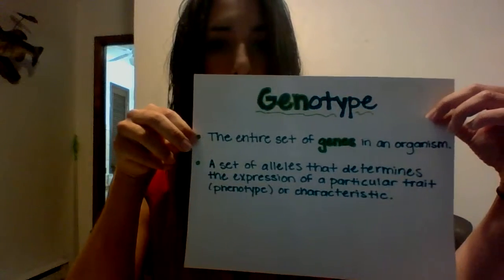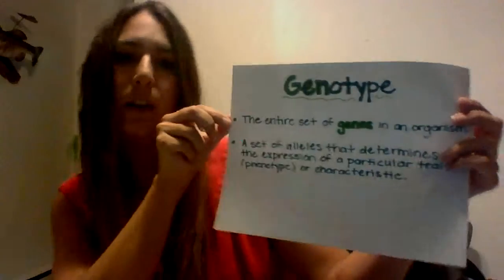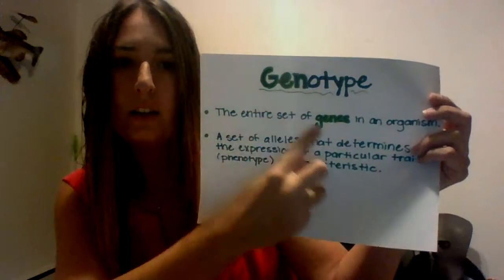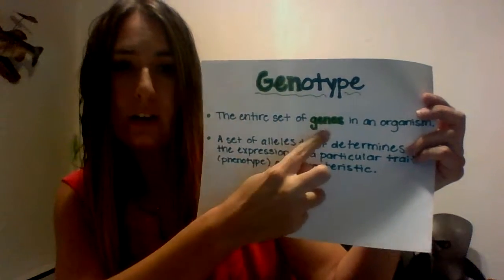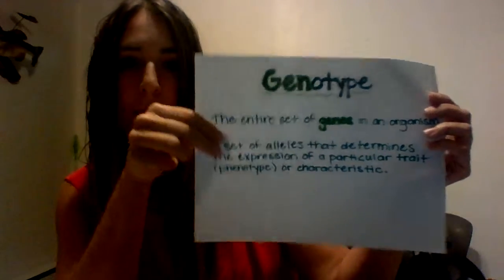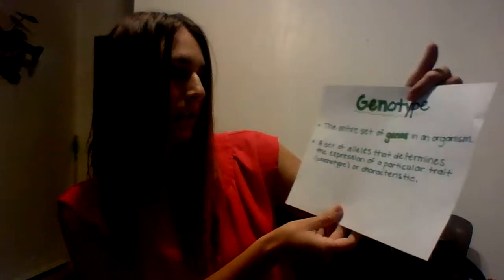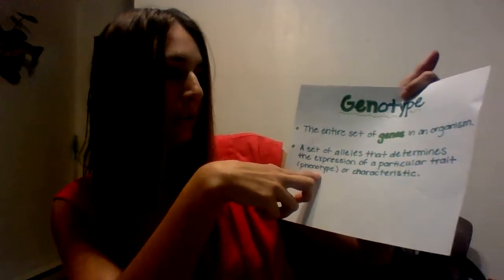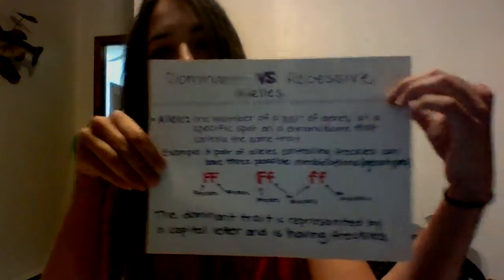So now it gets a little bit trickier when you start to talk about genotype. Genotype is when you are talking about the entire set of genes that an organism has. So again, I did a little bit of a hint here, genotype and genes. So for example, there are a set of alleles that determine the expression of a particular trait, so phenotype or characteristics.